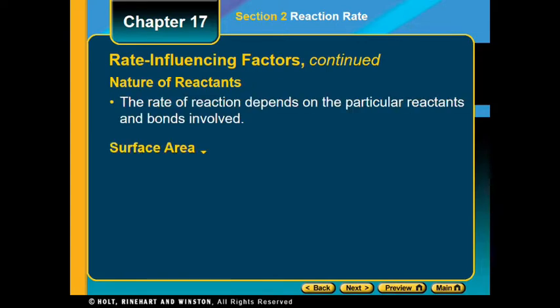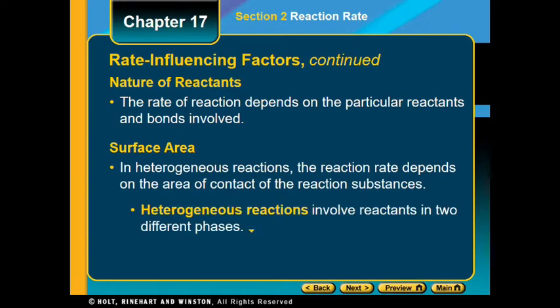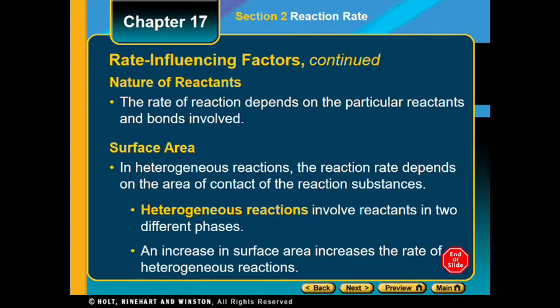So starting off with surface area, in a heterogeneous reaction, and we will look at the difference between homogeneous and heterogeneous reactions. In a heterogeneous reaction, the rate will depend on the area of contact between your substances, and for a heterogeneous reaction, there are two different phases. So your reactants will be in two different phases. That's why we're using the prefix hetero. And an increase in surface area does increase the rate of your reaction. So an increase in surface area increases the rate.